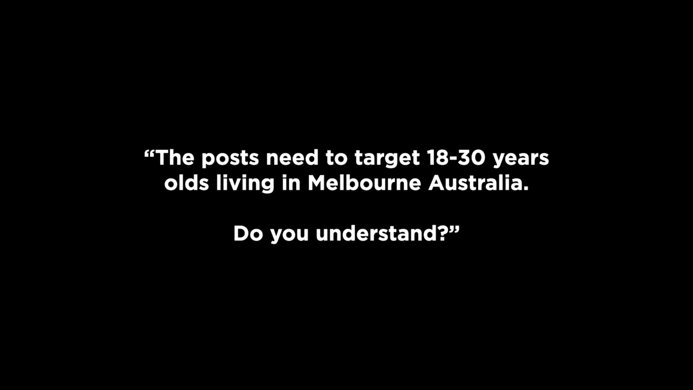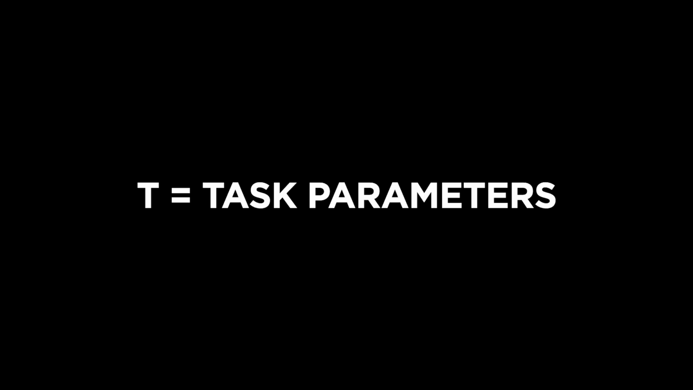And here's the preferred audience part. The posts need to target 18 to 30-year-olds living in Melbourne, Australia. Do you understand? Okay, so now onto the final letter of the word prompt, which is T, which stands for task parameters. This is where you outline what the boundaries of the task need to be. Do you need 12 social media posts, a 300-word blog, or an outline for a 25-minute sermon? These task parameters ensure you get the AI tool to generate better images and more accurate and relevant written responses.